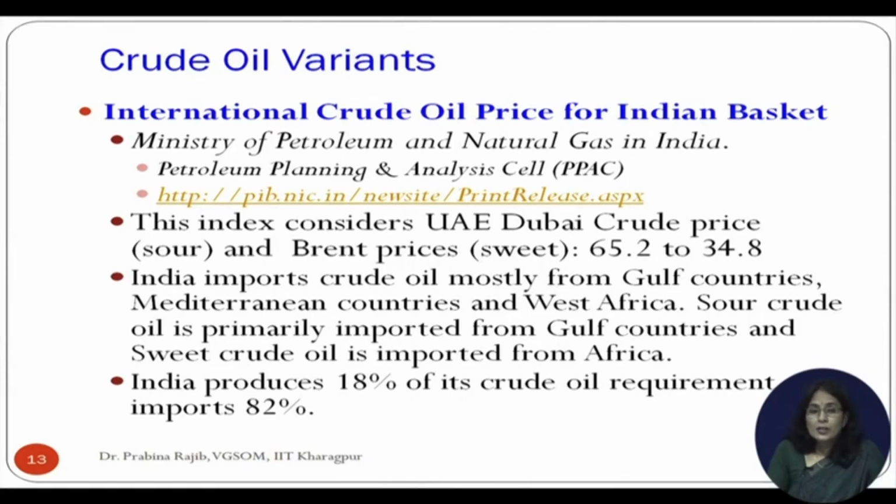The logic of this ratio is that India imports the majority of crude oil from Gulf countries, Mediterranean countries, and West Africa. Sour crude oil is primarily imported from Gulf countries, and sweet crude oil is imported from Africa, and all sweet crude oil from Africa is pegged to the North Sea Brent crude oil price. So the Ministry of Petroleum and Natural Gas of India uses the ratio of sour and sweet crude prices, that is UAE Dubai crude price and Brent prices in the ratio of 65.2 to 34.8, to arrive at the international crude oil price for the Indian basket.